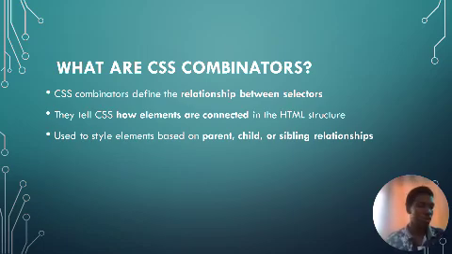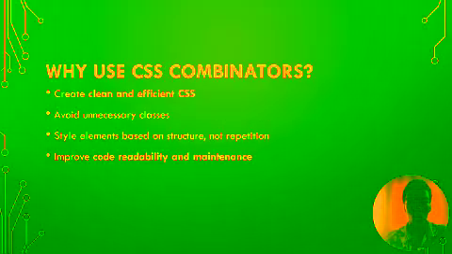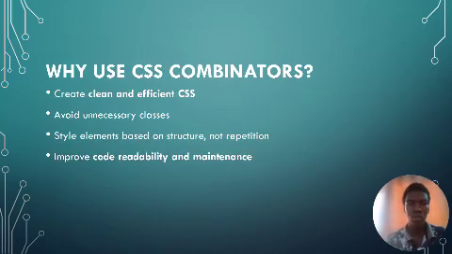Okay, so why use CSS combinators? One, to create clean and efficient CSS, to avoid unnecessary classes, to style elements based on structure, not repetition, and improve code readability and maintenance. So instead of adding many classes, combinators let us target elements naturally using the HTML structure.